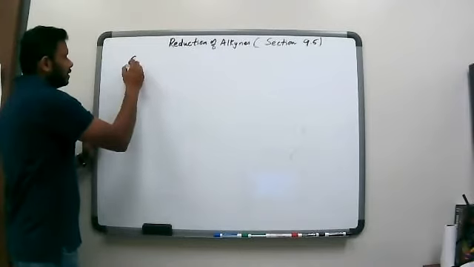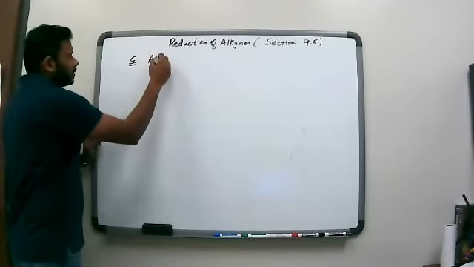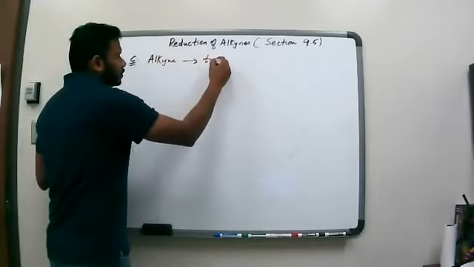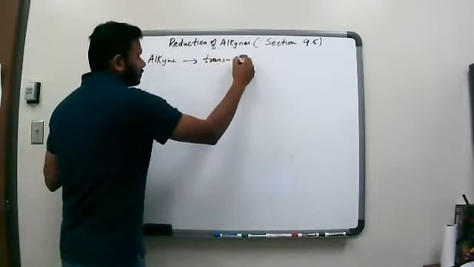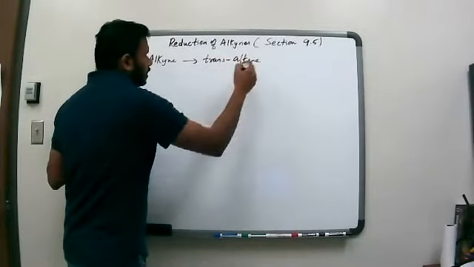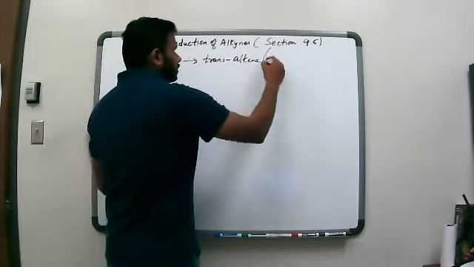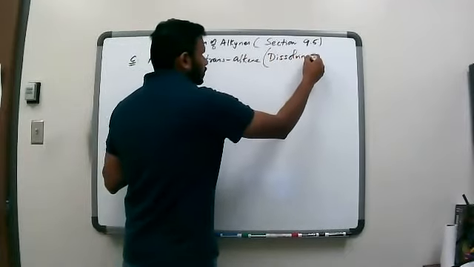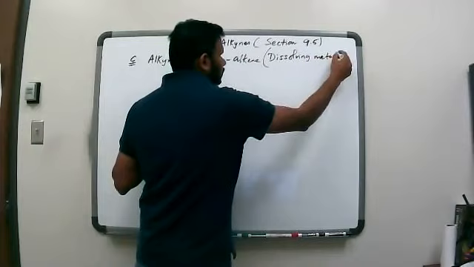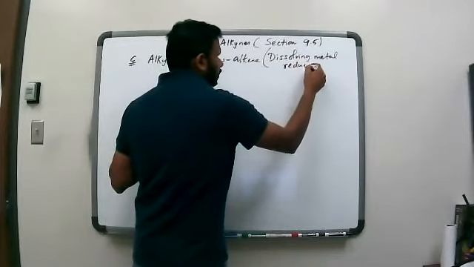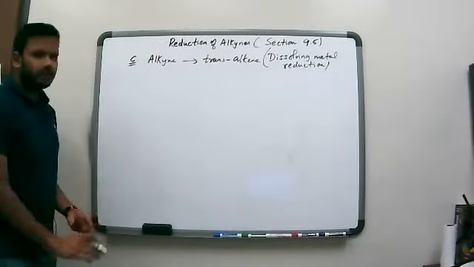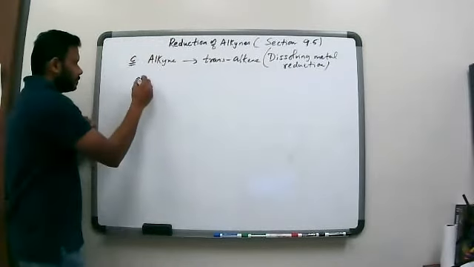So that's this third method where we're going to convert an alkyne into a trans-alkene. And for doing this, we use the dissolving metal reduction. So we use metals that are dissolved for doing this reduction.